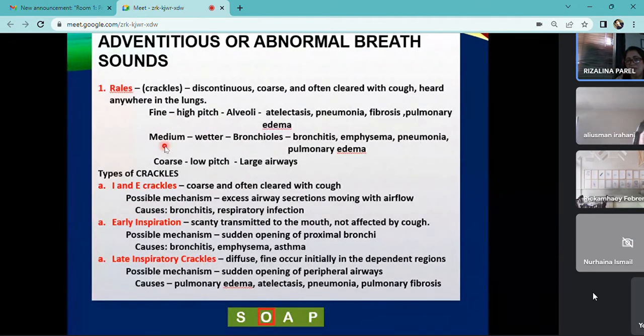Okay, so sa medium naman, pwede yan sa bronchioles. So bronchitis, emphysema, pneumonia, pulmonary edema. So all in all, lahat ito ay due to accumulation of secretions. Okay? Kaya meron siyang crackles or crackling sound. And the types of crackles, merong inspiration and expiration crackles, early inspiration, and late inspiratory crackles. Okay? Ang dami. Hopefully, hindi lumabas na itong detailed ng crackles. Okay? But just read this one.